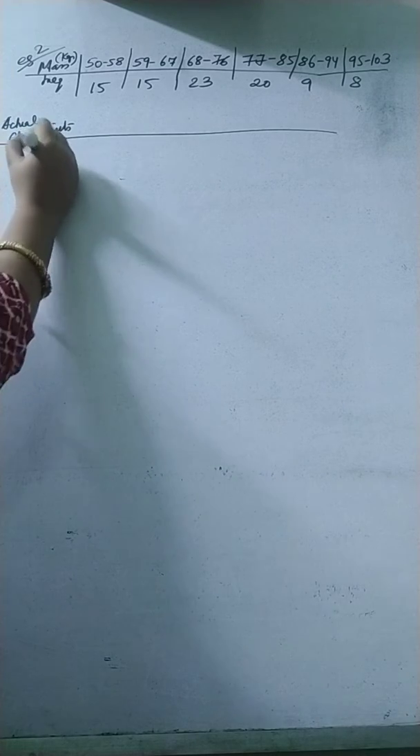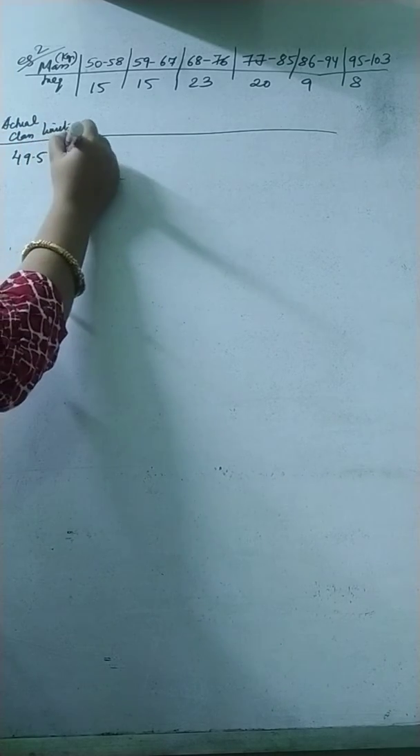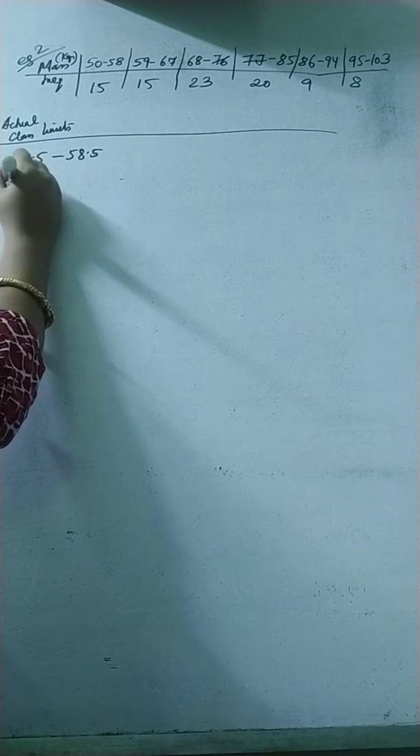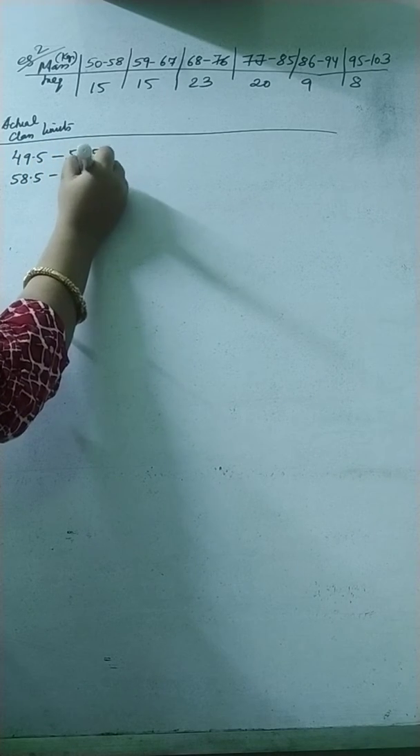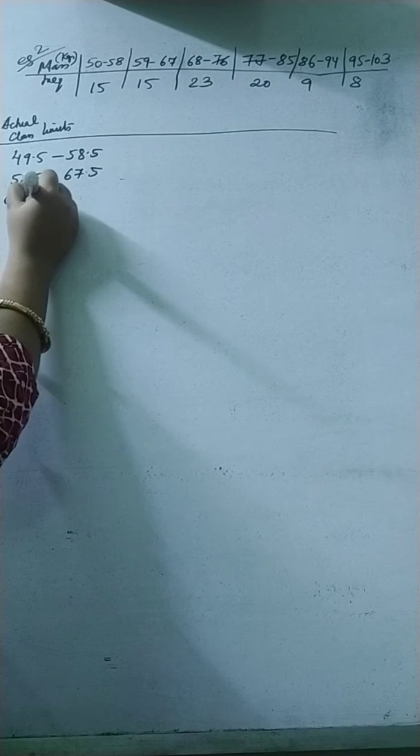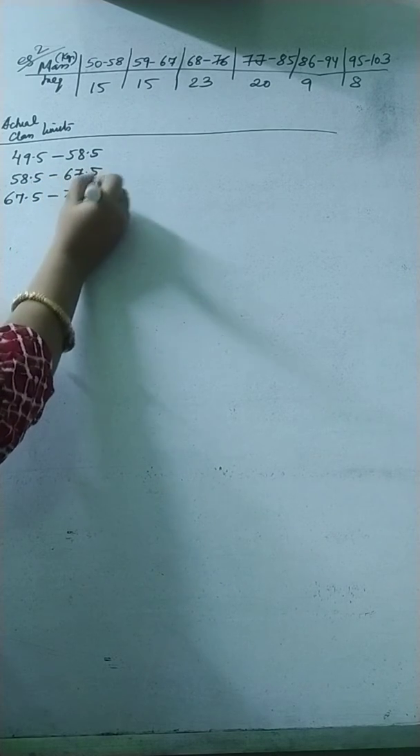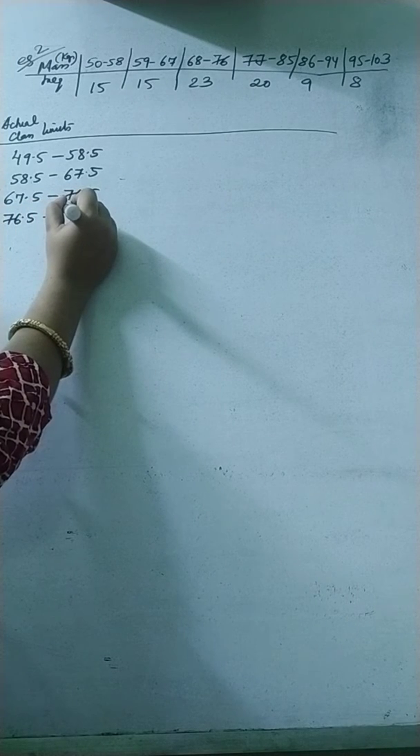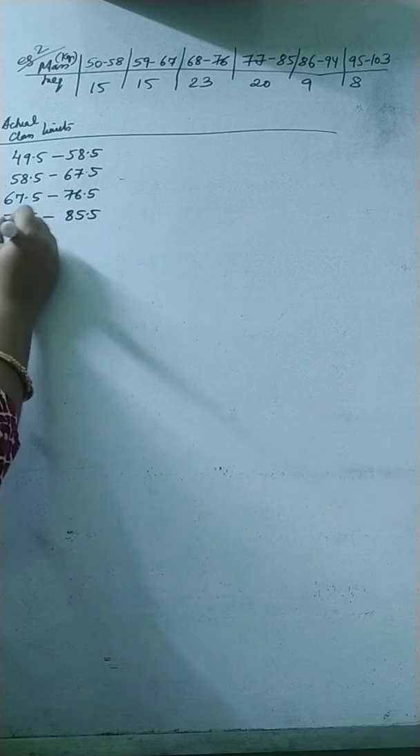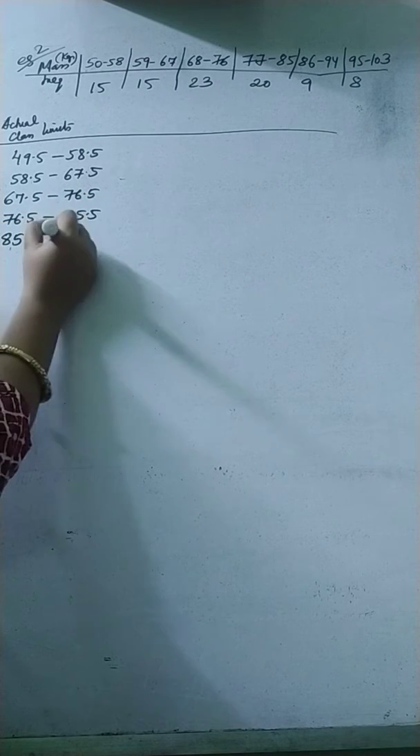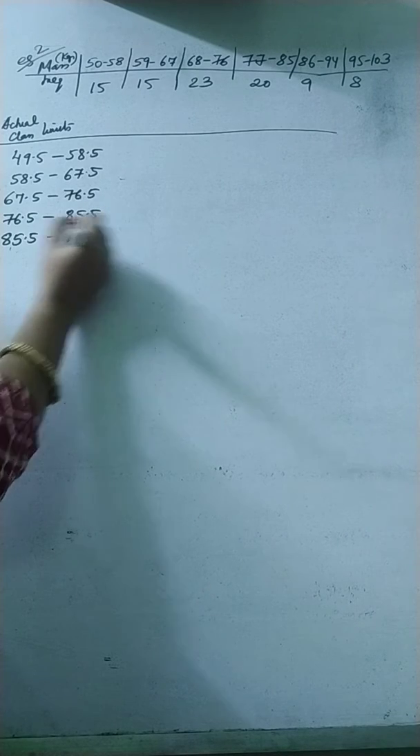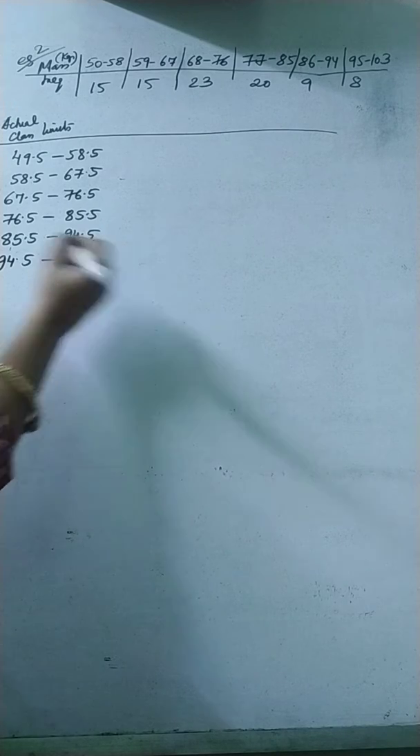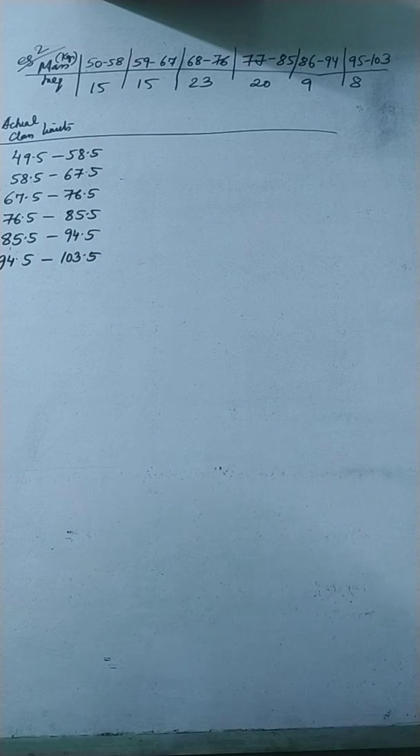So it's 49.5 to 58.5, 58.5 to 67.5, 67.5 to 76.5, 76.5 to 85.5, 85.5 to 94.5, 94.5 to 103.5. So we have made it continuous now.